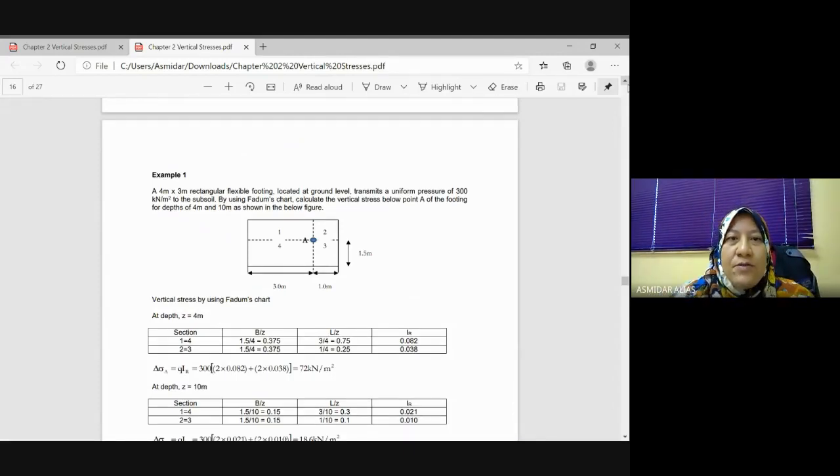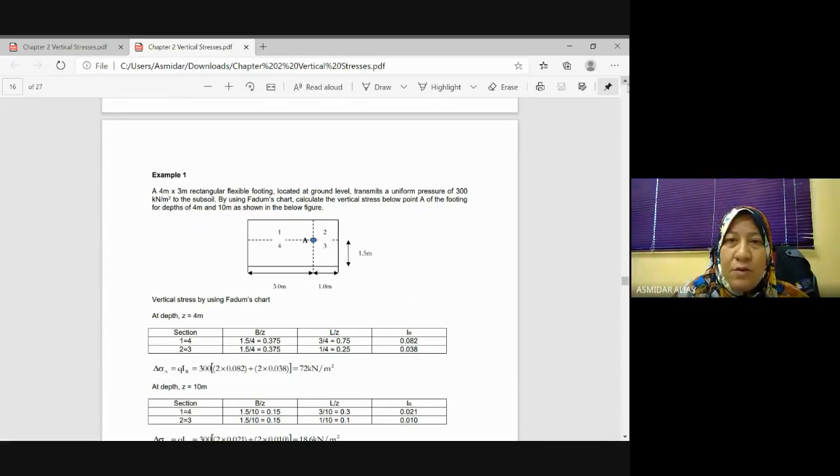Okay, saya baca dulu. A 4 meter by 3 meter rectangular flexible footing located at ground level transmits a uniform pressure of 300 kN per m squared to the subsoil. By using Fadum's chart, calculate the vertical stress below point A of the footing for depths of 4 meter and 10 meter as shown in the figure below.